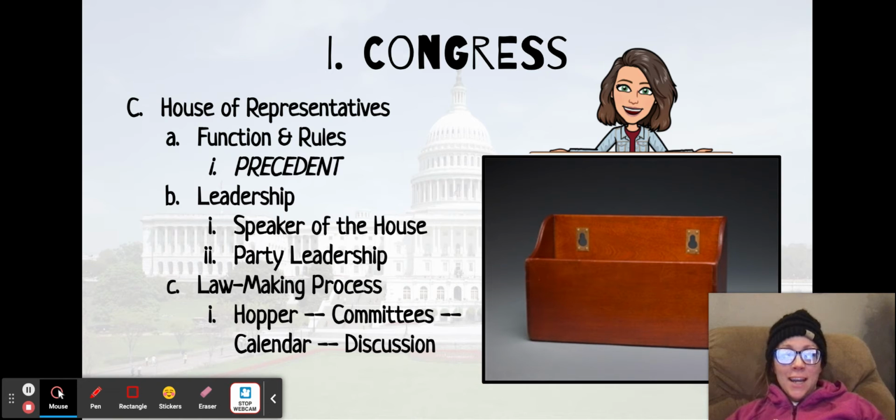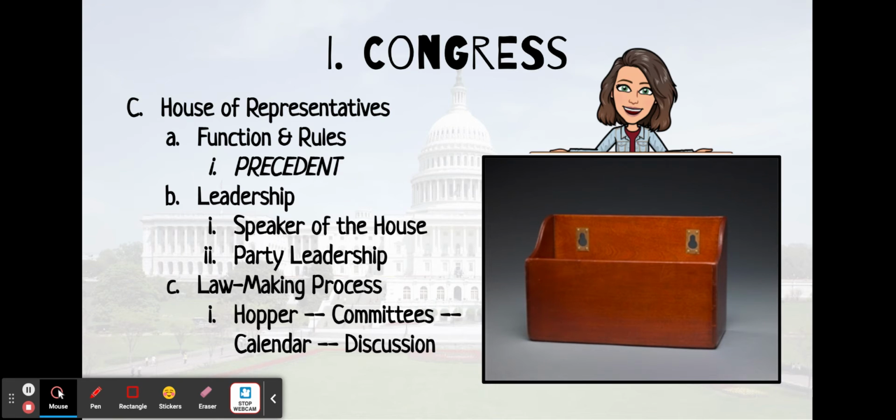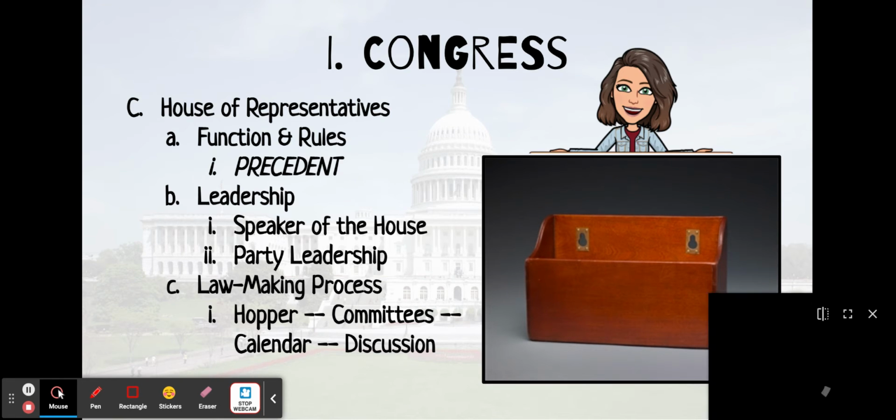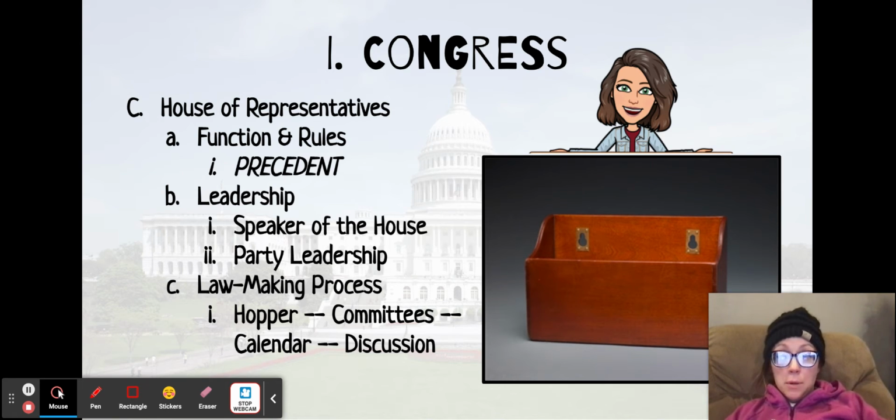I am feeling great. Today, we're going to be looking at the House of Representatives and the Senate. We're going to be talking about their specific functions as well as the lawmaking process. So, starting off with the House of Representatives. And on your interactive notes page, you're just going to want to take notes on what we're talking about in that second column, okay? All right, so function and rules.